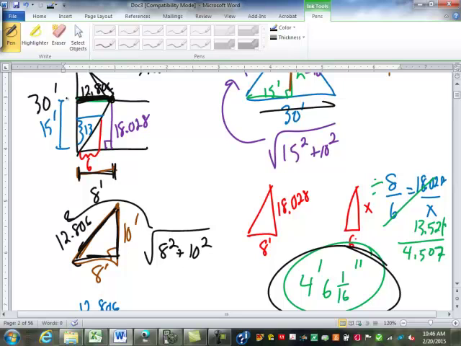Yep. Here, let me grab the model for you. Yeah, this here is the height, of course. The 8 feet is this piece here, the setback. So what we found there, the 12.806 is the sloped jack rafter.